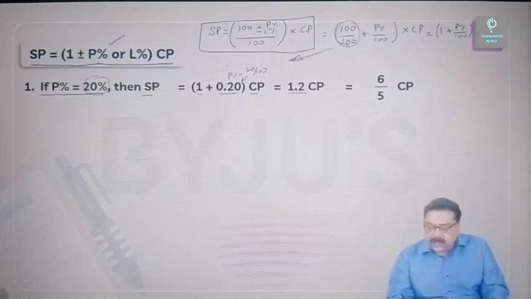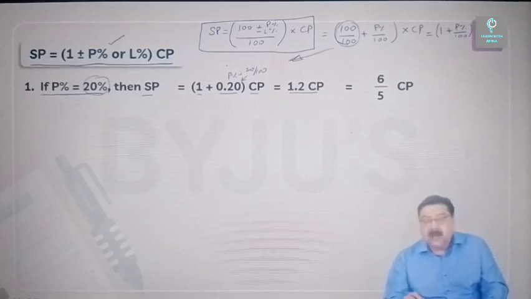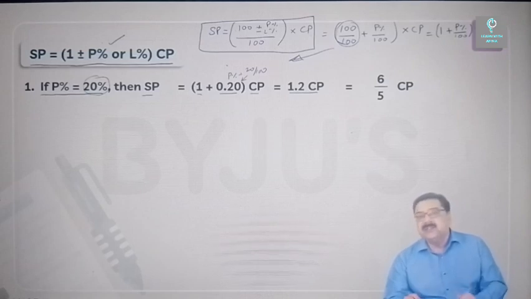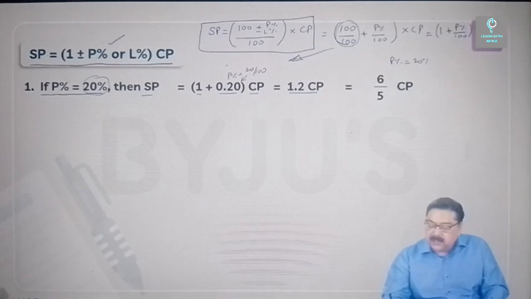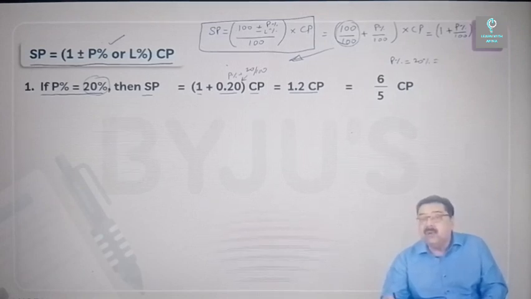So it becomes 1.2 times cost price. Now, how do you convert it into fractions? You need to just look at the profit percent. What is that given to you? It is given to you as 20%. Now, what is the fraction equivalent of 20%? That is 1 by 5.